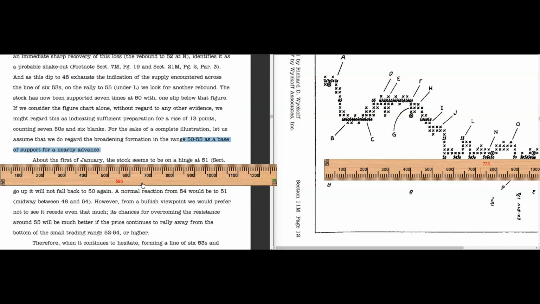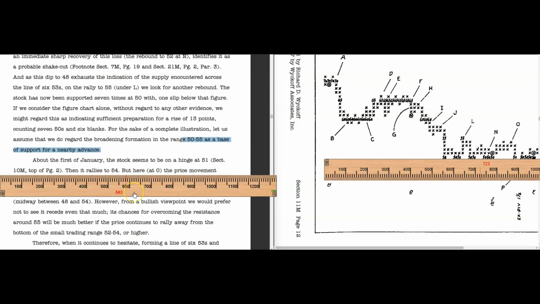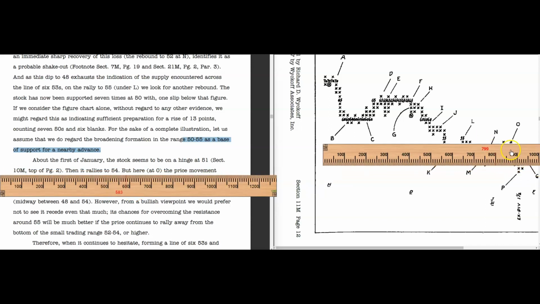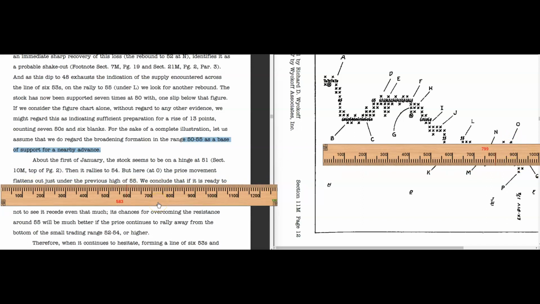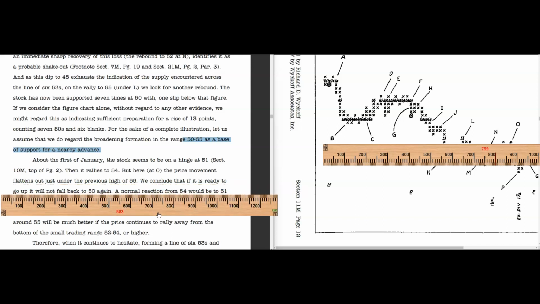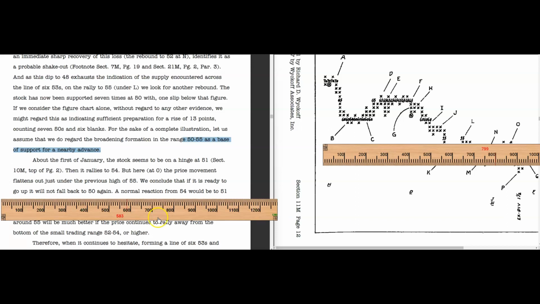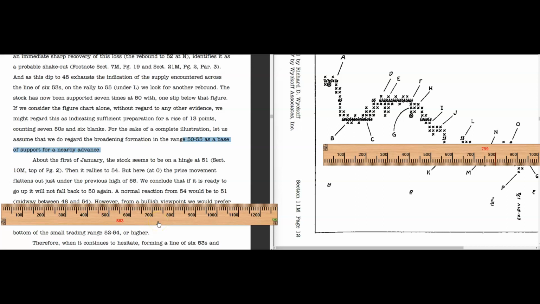About the 1st of January, the stock seems to be on a hinge at 51. So right here, all you have to do is draw a line and you will see it's making a wedge. So it's on a hinge at 51, then it rallies to 54, but when it goes to 54 at O, the price movement flattens out under the previous high of 55. We conclude that if it's ready to go up, it will not fall back to 50 again, which is the base. A normal reaction would be what?